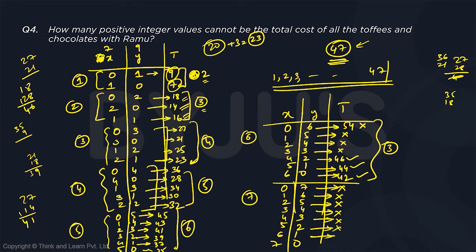Not possible. 6 7s are 42. 6 7s are 42 plus 9. This is also crossing 50. And the last one, 7 7s are 49. So you can see that none of them are counted.